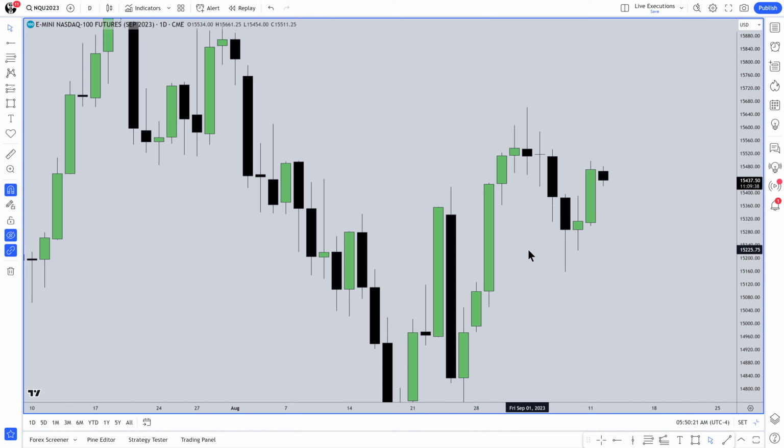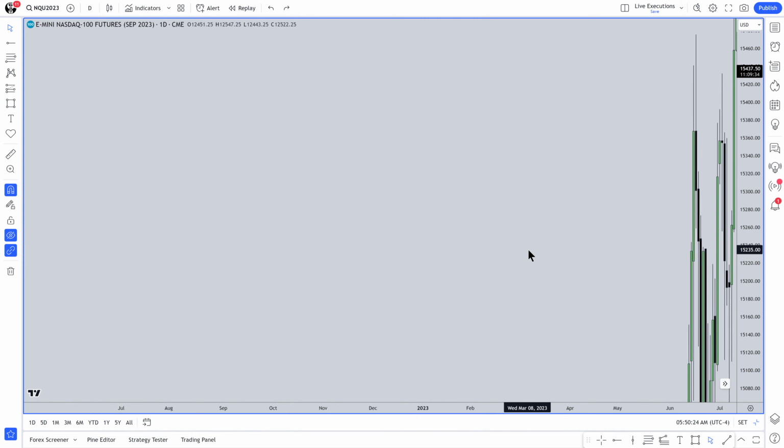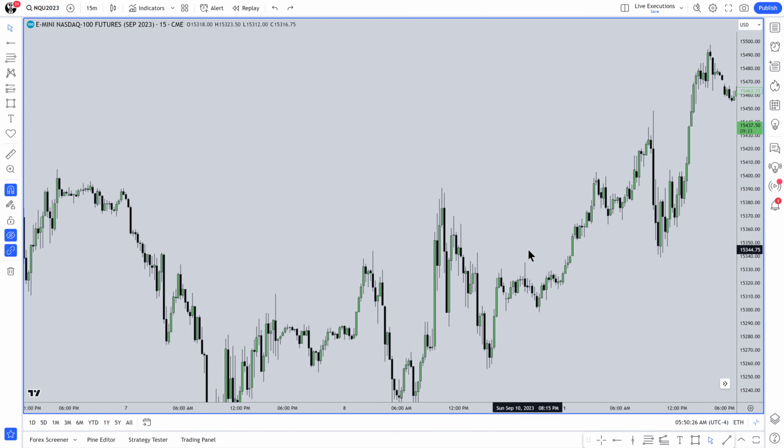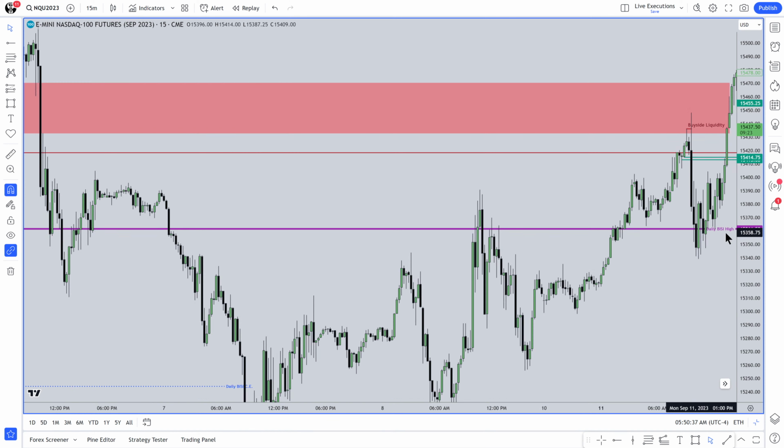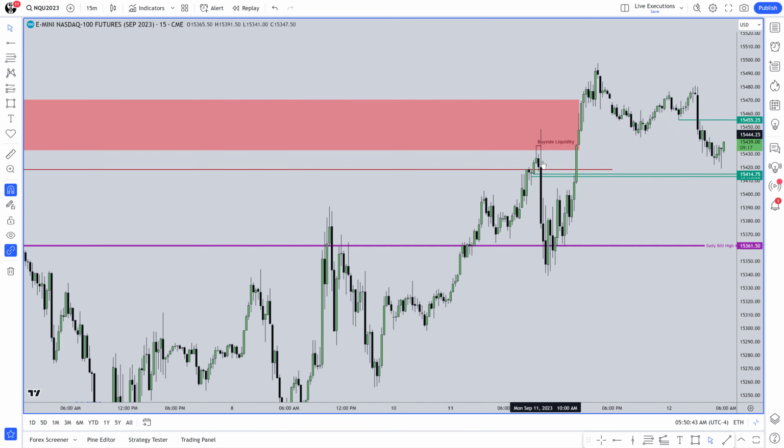So if we go back into here, here's that inefficiency, we'll add it back. And here's that buy side imbalance, sell side inefficiency high. In other words, the daily chart, the higher level. So I felt that we were likely to draw back down into that.